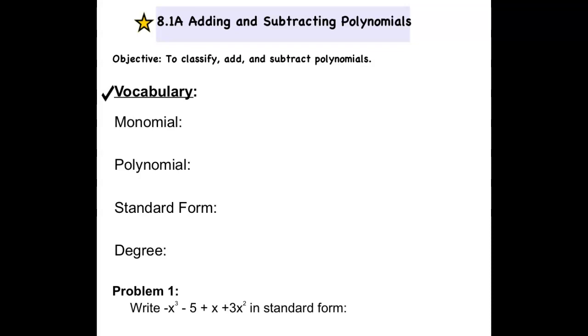Okay? So our first term, a monomial. We have several terms actually, monomial, binomial, trinomial, polynomial. A polynomial just means many terms. A monomial would be a single term. Okay? So for monomial, it is one term.